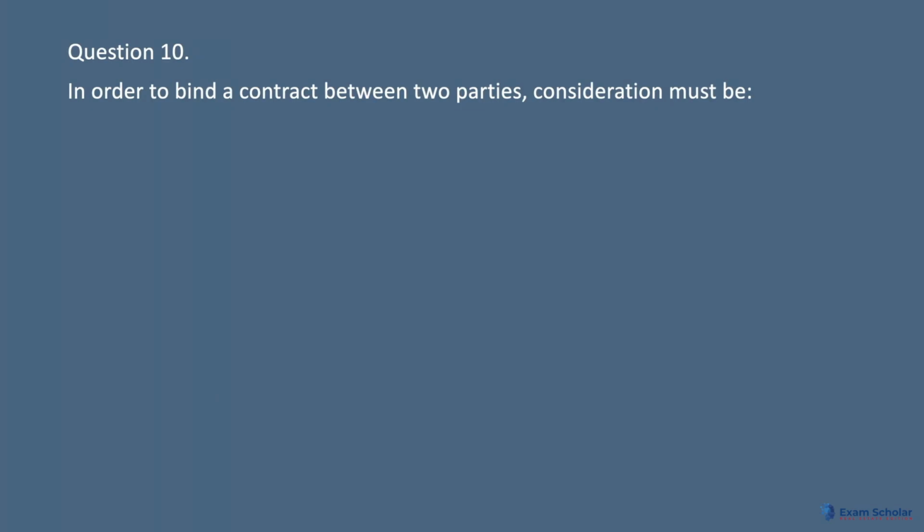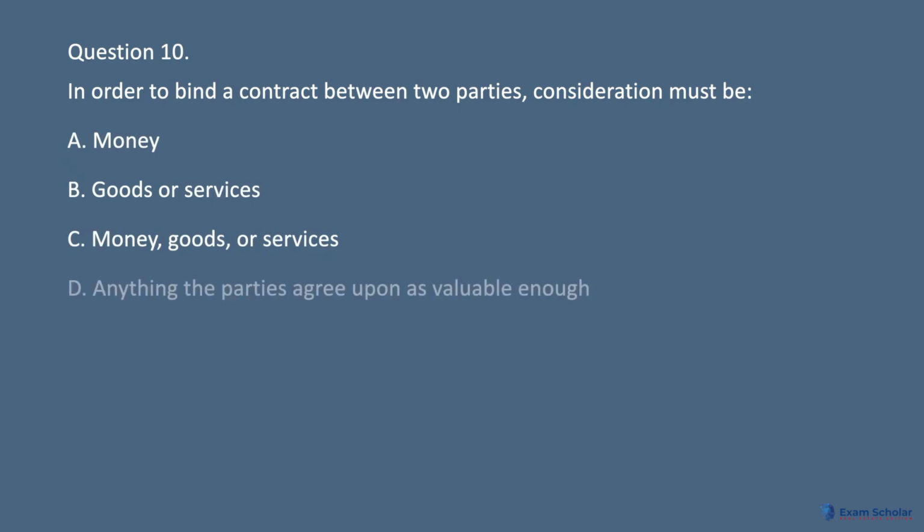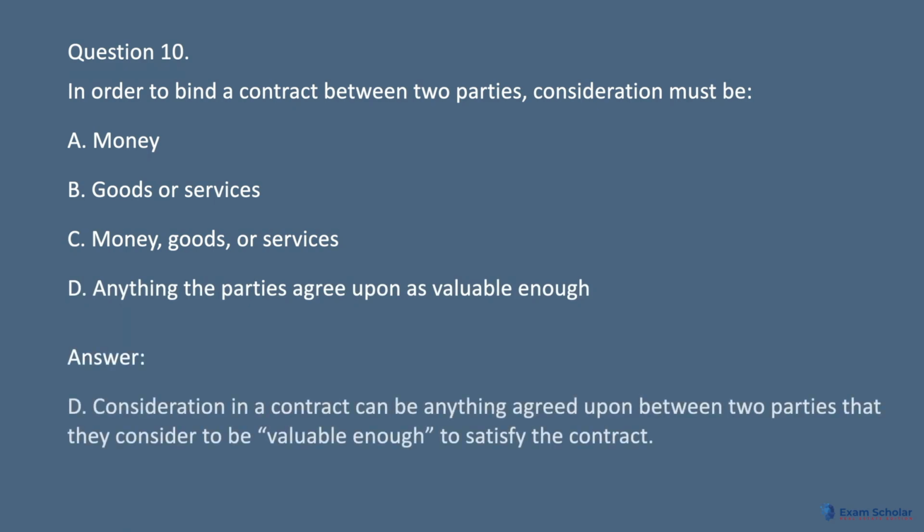Question 10. In order to bind a contract between two parties, consideration must be: A. Money. B. Goods or services. C. Money, goods, or services. D. Anything the parties agree upon is valuable enough. Answer: E. Consideration in a contract can be anything agreed upon between two parties that they consider to be valuable enough to satisfy the contract.